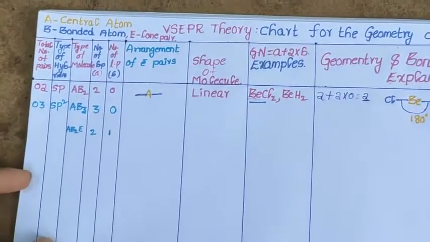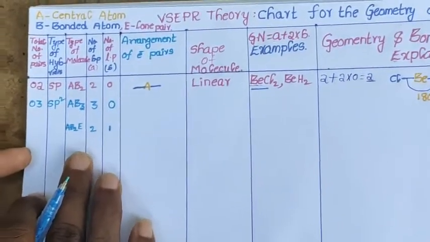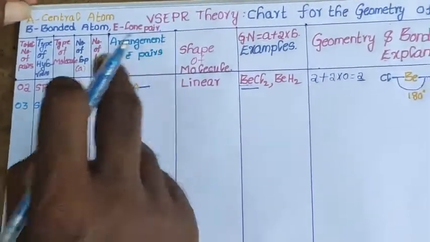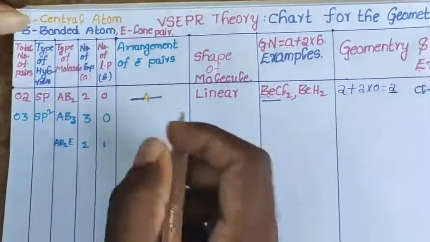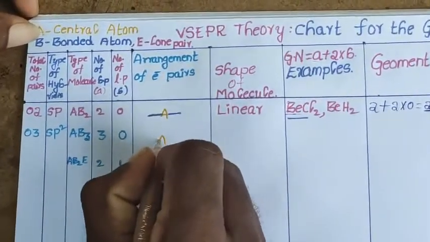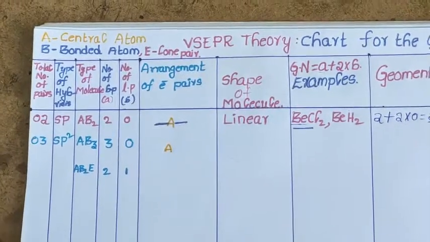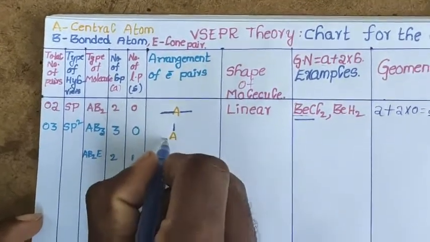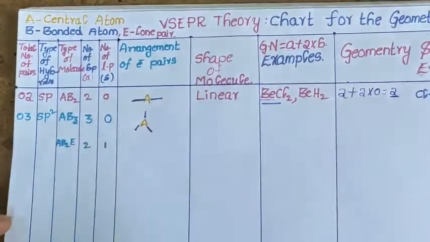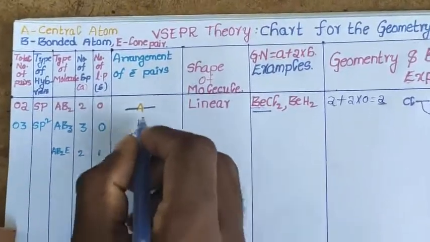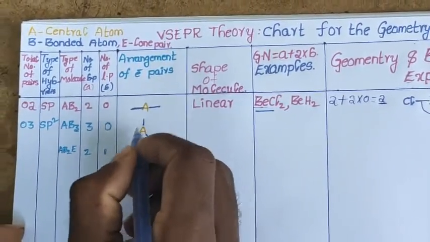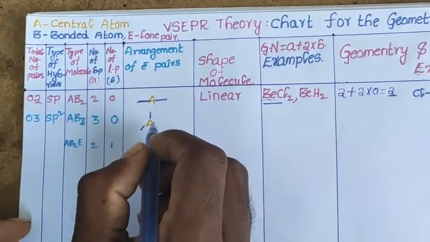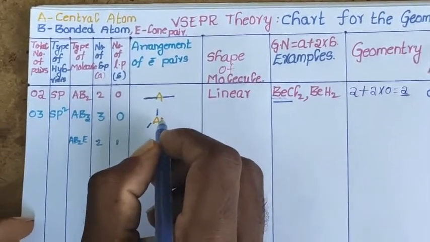These are the possibilities you have for sp2. So what is the arrangement of electron pairs? The central atom is A. How many bond pairs are there? 3 bond pairs: 1, 2 and 3. This is the arrangement of the electron pairs. Why arranged like that only? Only that arrangement has the minimum repulsion, so less energy, so the molecule is more stable.